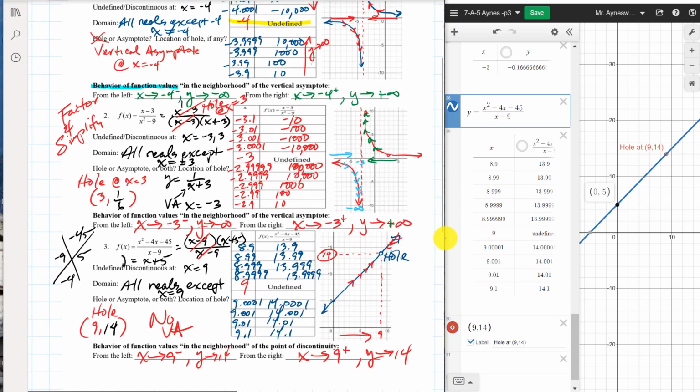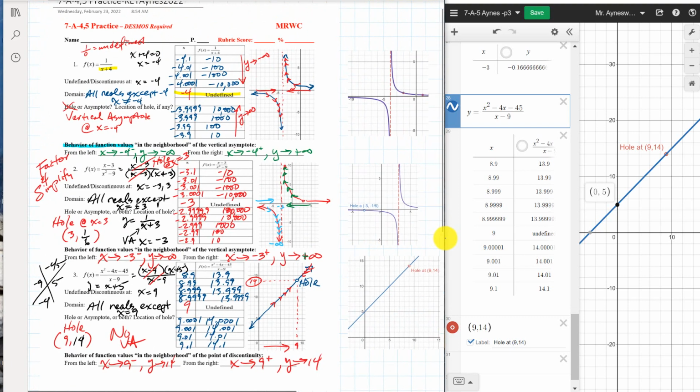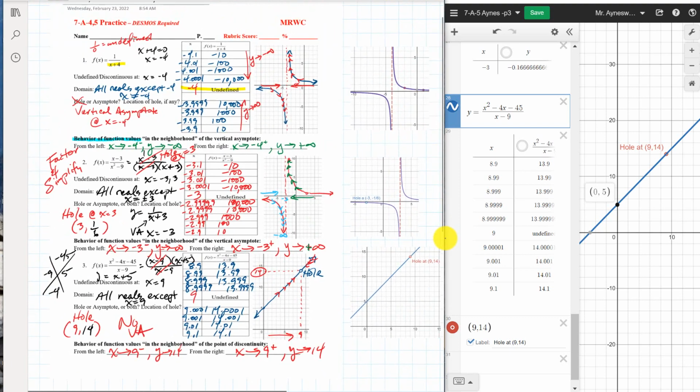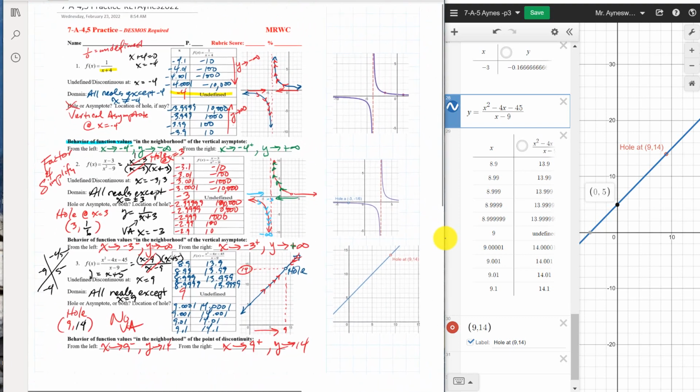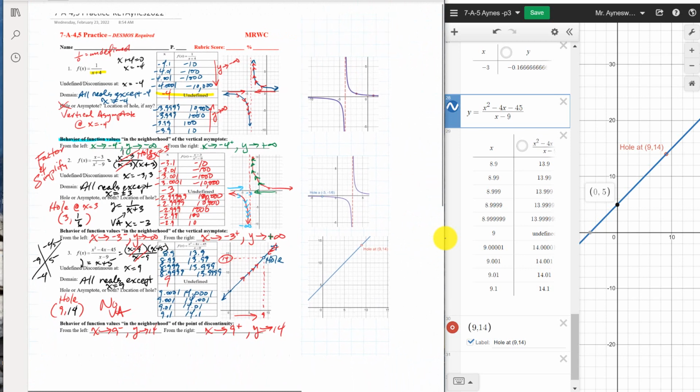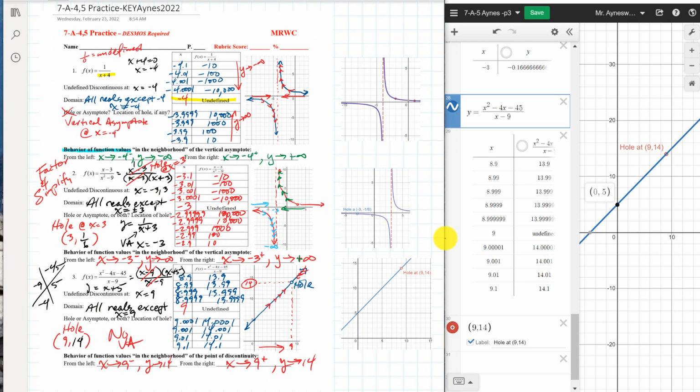My friends, that is a good review of a lot of the concepts that we've studied in sections 4 and 5. Take a look at what we've got there. Practice, and make sure you understand everything fully.